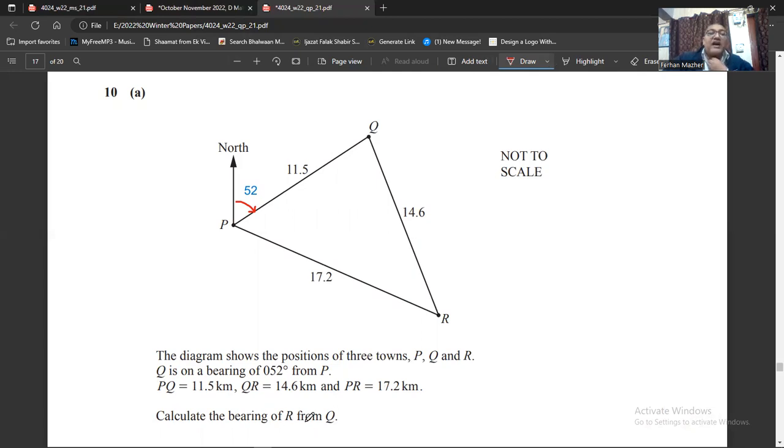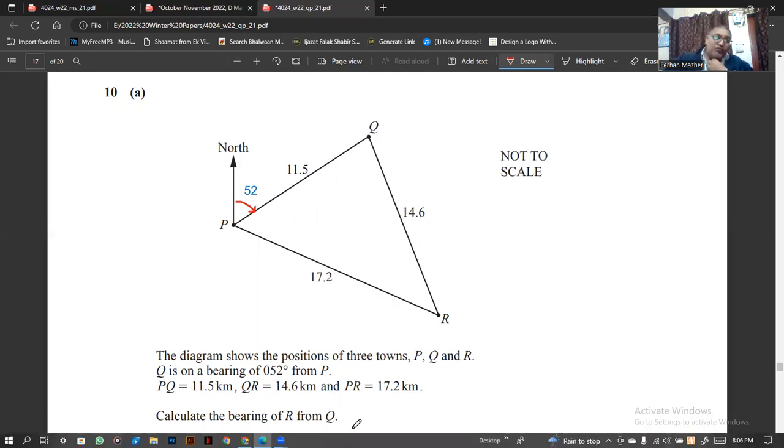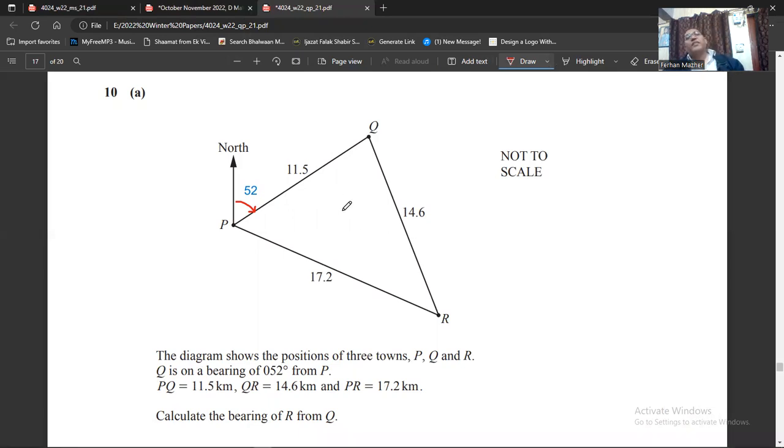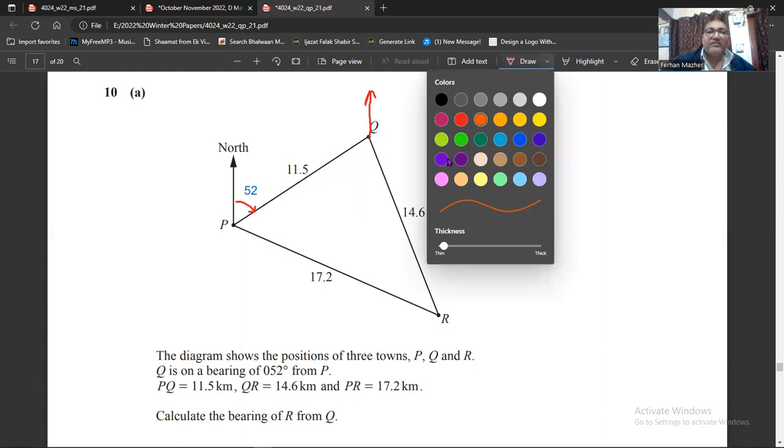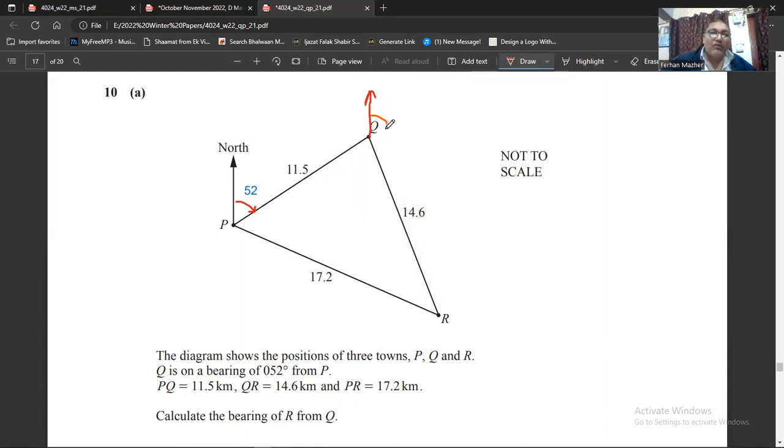Calculate the bearing of R from Q. You see, R from Q. So first of all, I need to draw a north here. The question is to calculate the bearing of R from Q. So at Q you will have to draw the north, and from that Q, if you go clockwise to this QR line, that will be the bearing of R from Q.